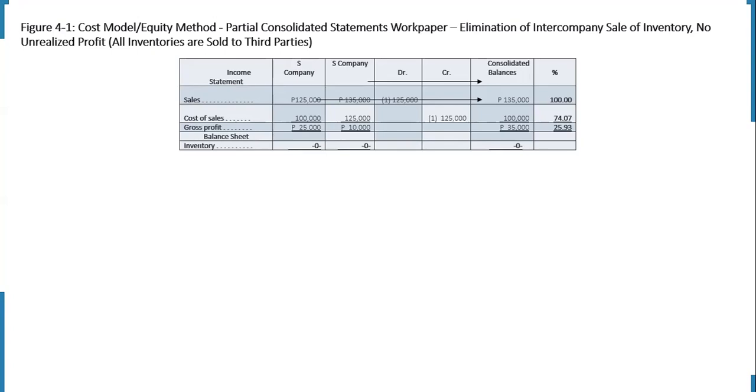So we have now the percentages to be considered. If we consider sales at 100%, the gross profit is 35 over 135. It's 25.925, or rounded off to 26%. Now that's your gross profit rate, and so the cost of sales rate is 74.07%. Now, in the income statement, the elimination entry is made for the purpose of eliminating the intercompany accounts, including sales and cost of sales.